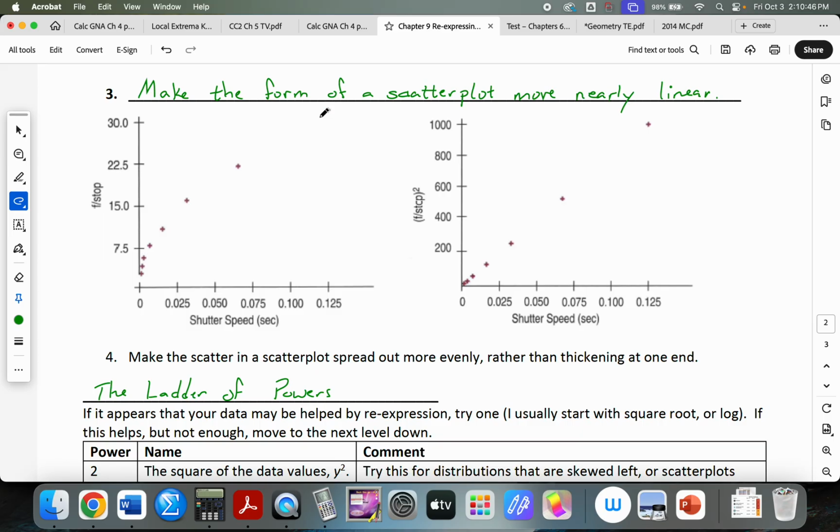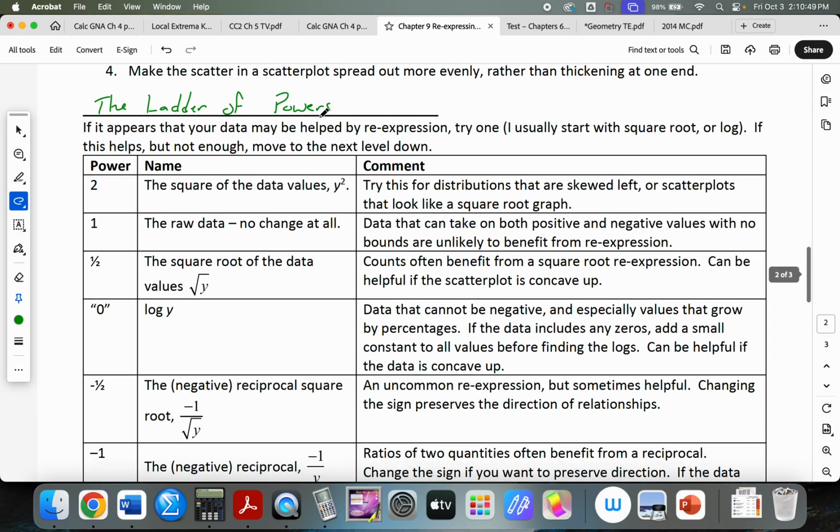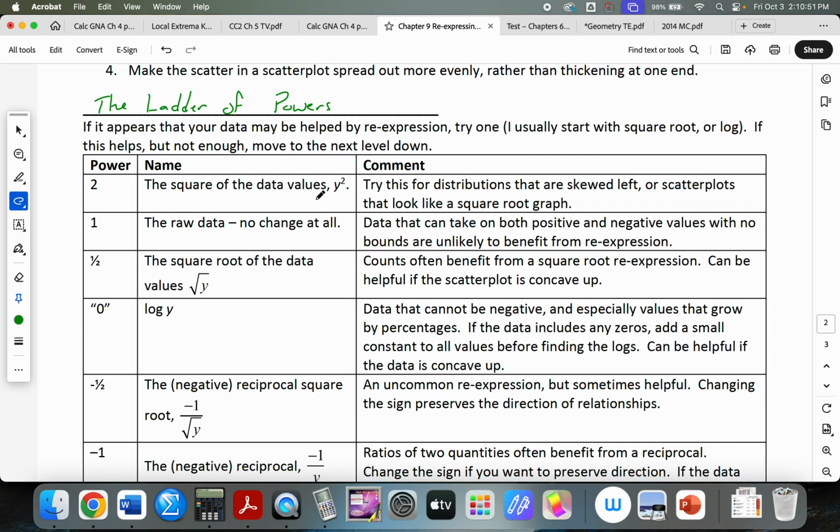30 times 30. Okay? That's about as extreme as we get. This one is no change at all. I like that. Okay? Notice here that data that can take on both positive and negative values with no bounds are unlikely to benefit from re-expression ever. So if you've got both positive and negative values, re-expression probably isn't going to help.